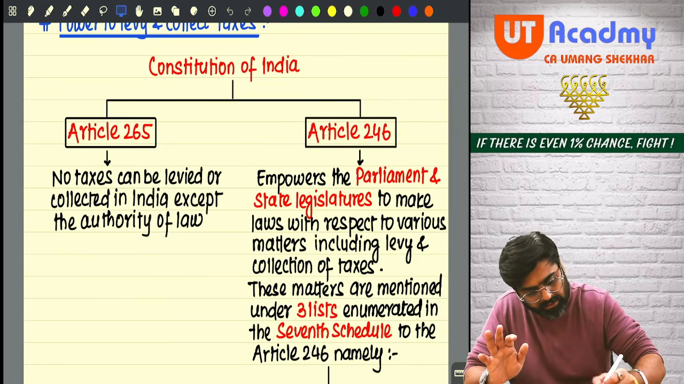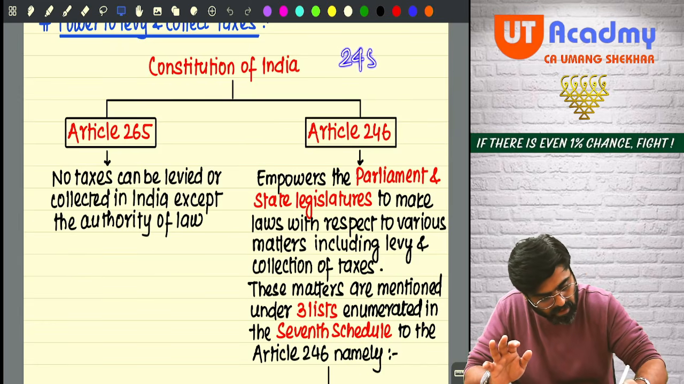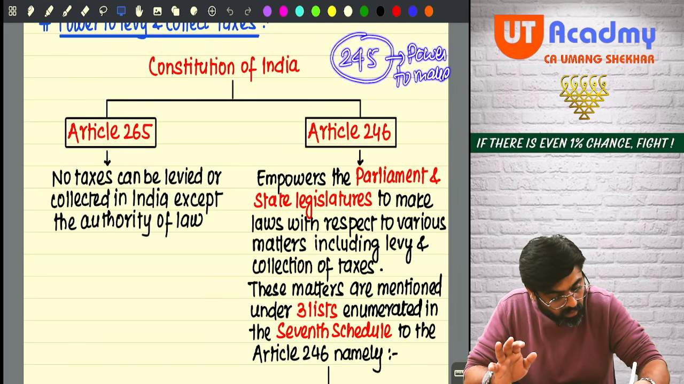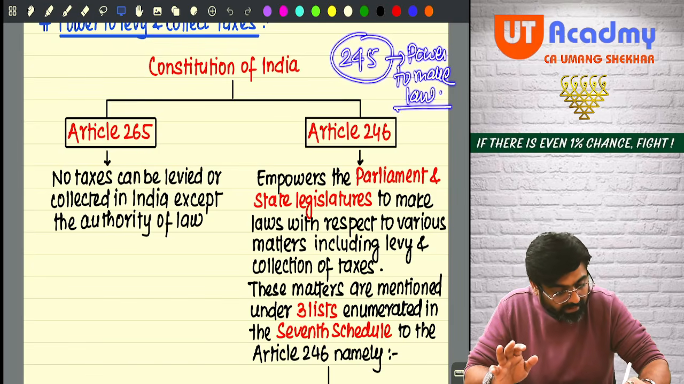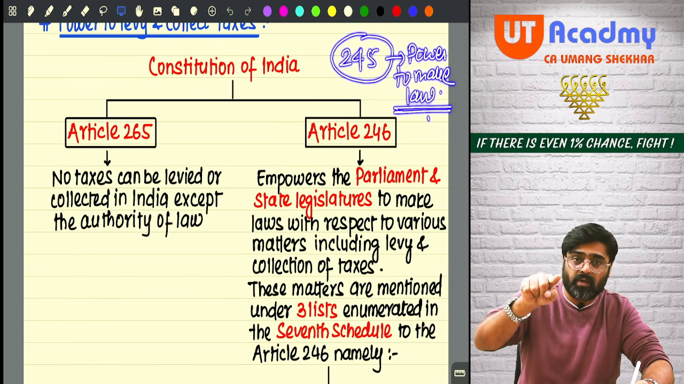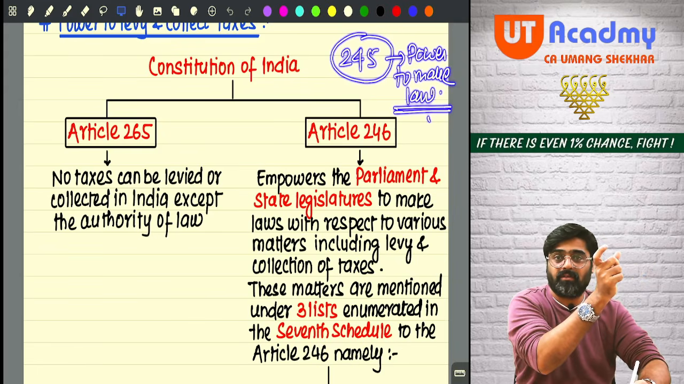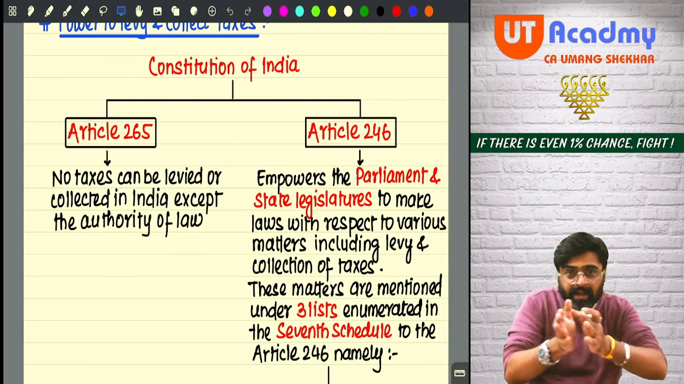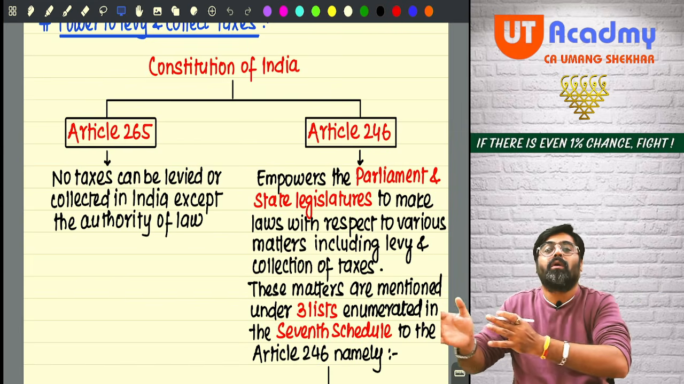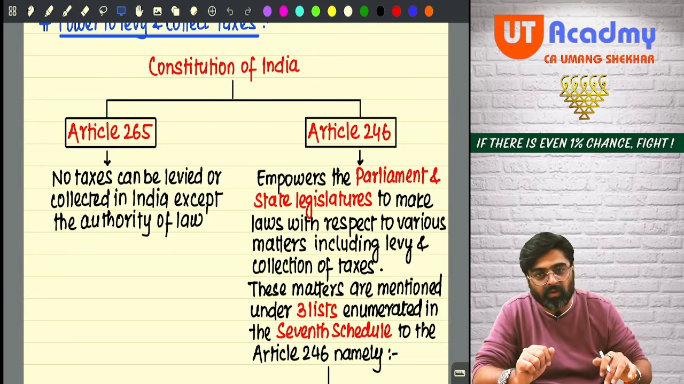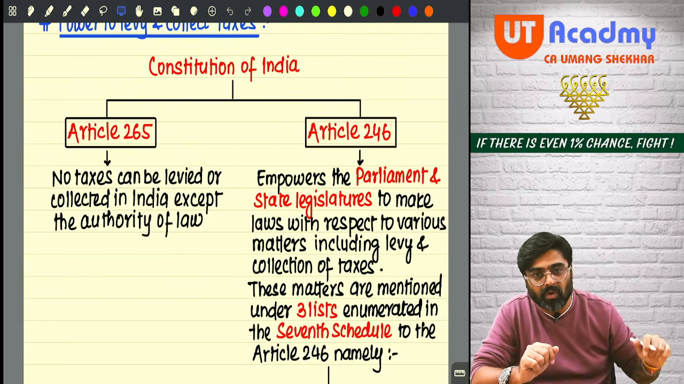See, Article 245 gives the power to make law. And that power is given through Article 245 to Parliament and state legislature. But that power is divided into 3 parts. On these subject matters, who will make law?